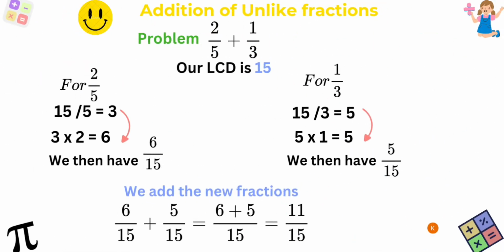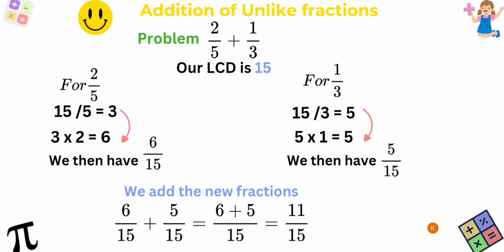Let's consider this problem. 2/5 plus 1/3. Our lowest common denominator is 15. How do we get it? The number that can divide the denominators without remainder is 15, which is our lowest common denominator. For the first fraction, which is 2/5, we divide the lowest common denominator by the denominator of this first fraction, which is 15 divided by 5 is 3.